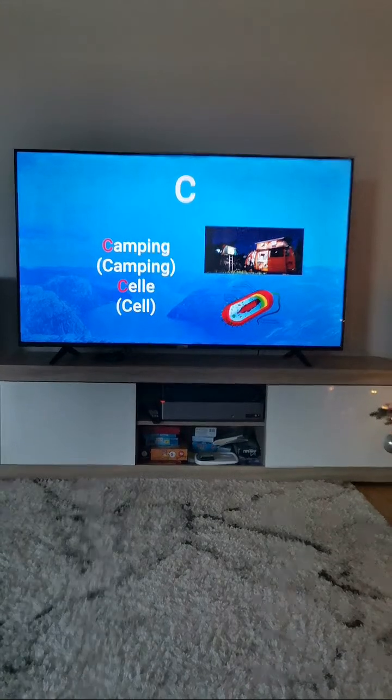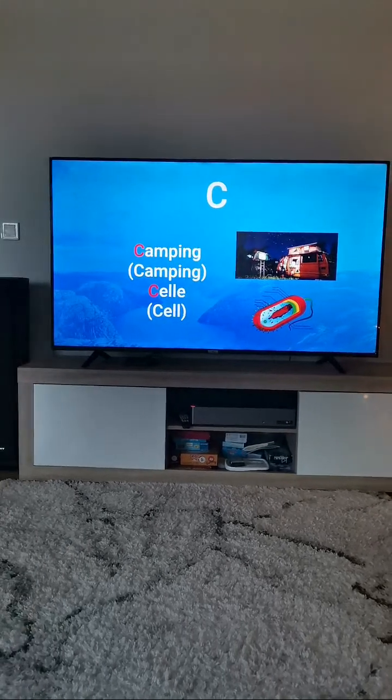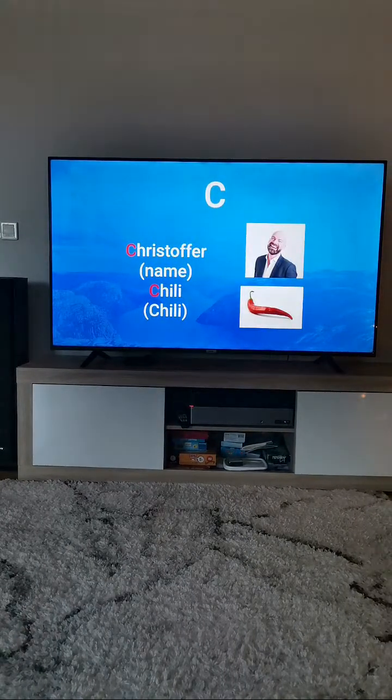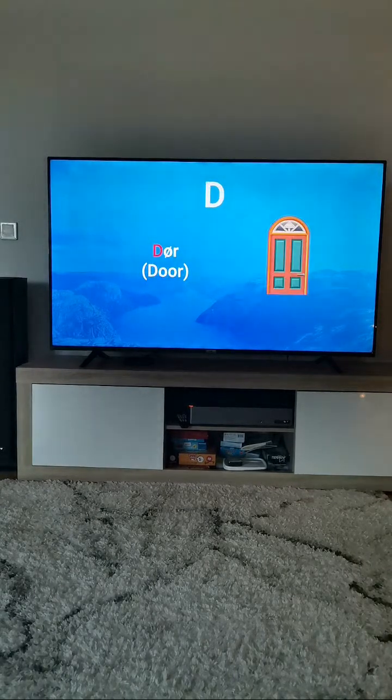When it comes to the letter C, there are a few different pronunciations. Typically, however, it will either sound like an S or a K sound. So examples would be camping, camping, celle, celle, Kristoffer, Kristoffer, chili, chili.